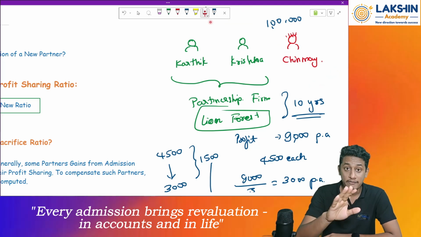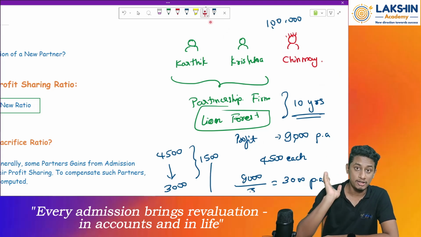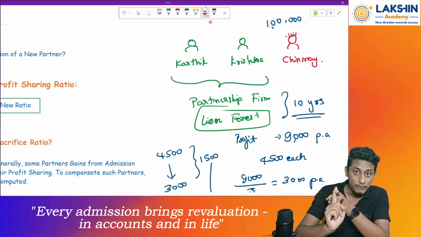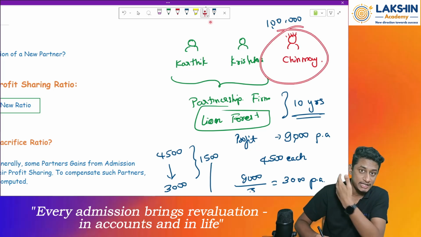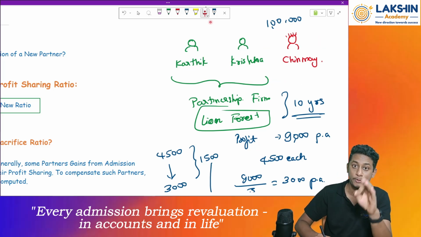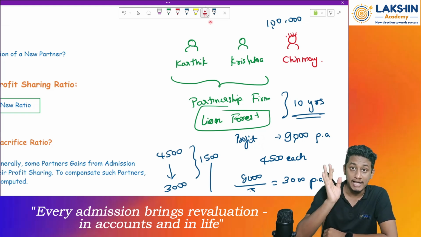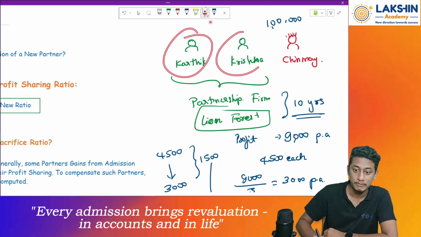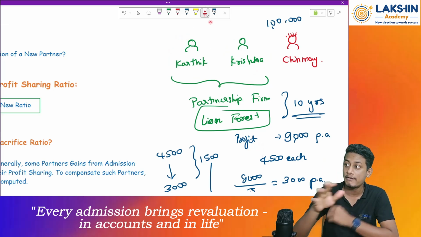Now, whatever treatment or valuation of goodwill we have seen, we will deal with it here. We need to find out the value of goodwill of the firm, and out of that, whatever share Chinmay is getting, 1 by 3 in my example, up to that extent he has to give goodwill to the firm. And that goodwill will be divided between whom? Between Krishna and Karthik.